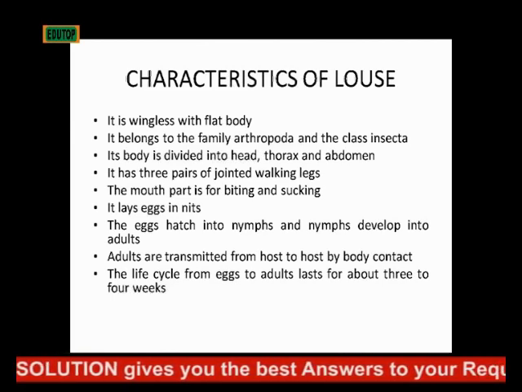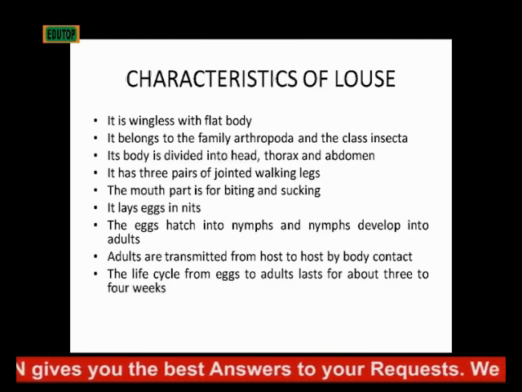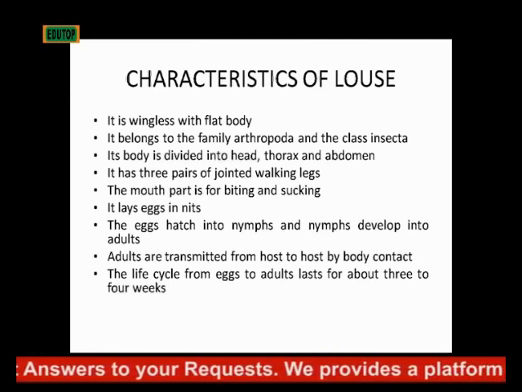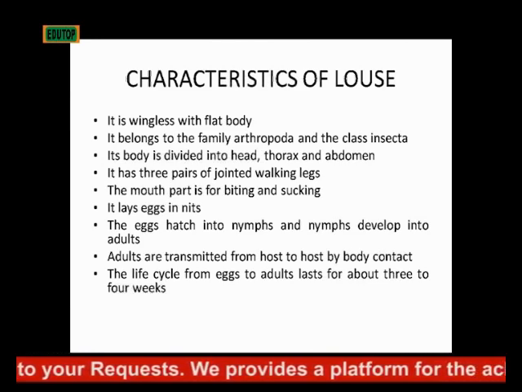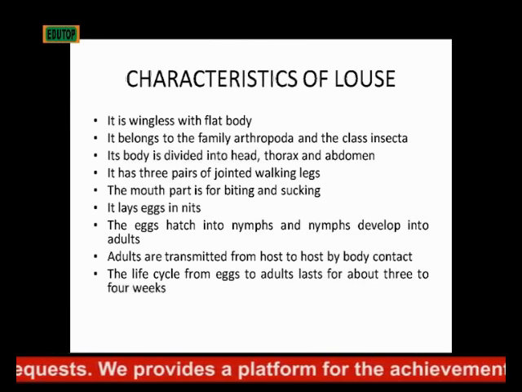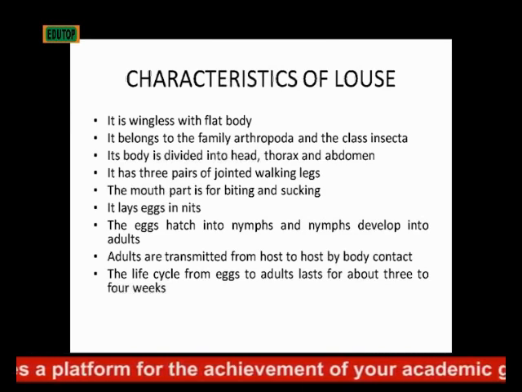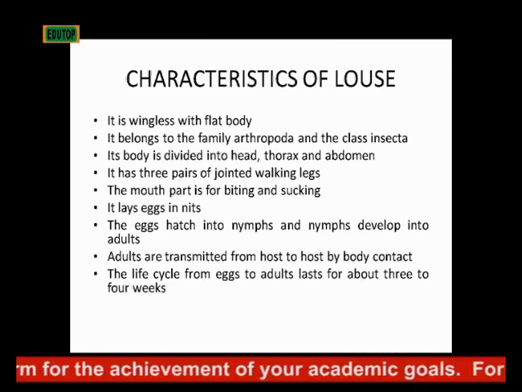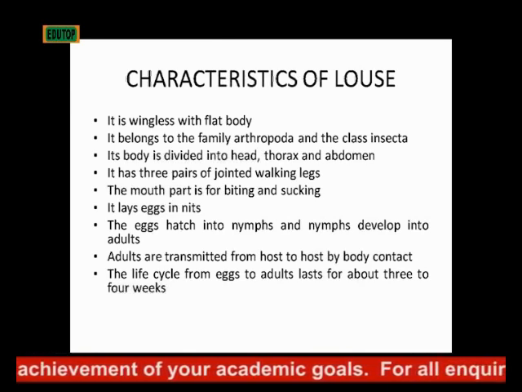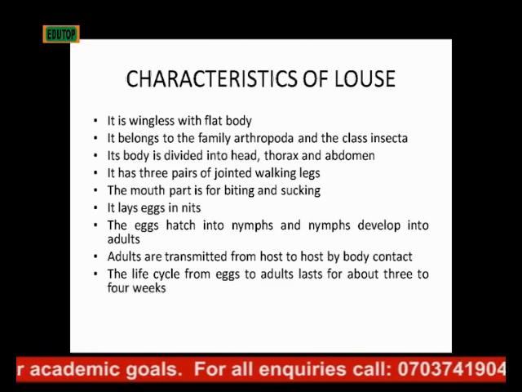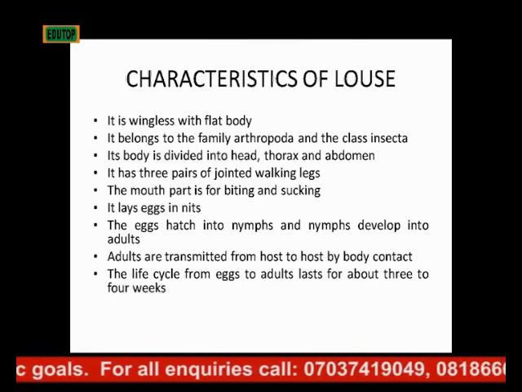It lays its eggs, the eggs hatch into nymphs, and nymphs develop into adults. You see an incomplete metamorphosis there too. Egg to nymph, nymph to adult. Then the adults are transmitted from host to host by body contact. So once there is a body contact, there is a transmission. The life cycle from the eggs to adults lasts for about 3 to 4 weeks.